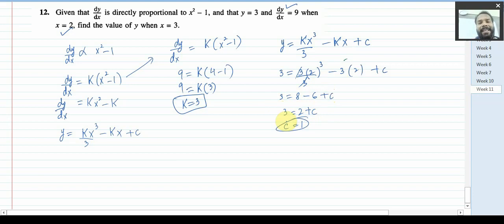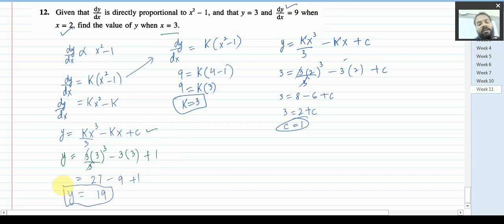Now we need to find the value of y when x is 3. So again in the same equation, we have y equals, the value of k is 3 and the value of x is now 3, power 3, minus k is 3, x is 3 as given, and c is 1, as we found. Now 3 and 3 cancel, 3 cubed is 27 minus 3 times 3 is 9 plus 1. 27 minus 9 is 18, 18 plus 1 is 19. So that is your value of y.